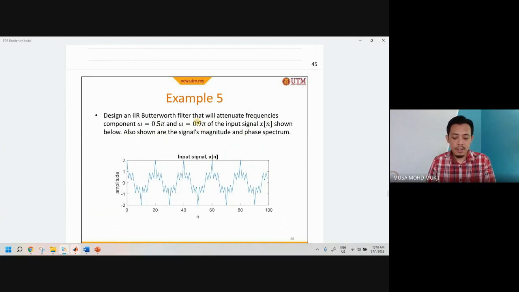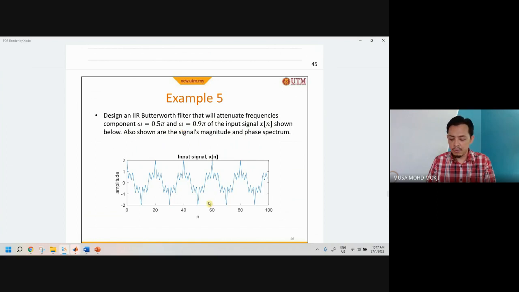So it says that we need to design a filter so that it will attenuate, or reduce, or maybe remove these frequency components. There are two frequency components, at 0.5 pi and 0.9 pi, of the input signal x[n], shown below. This is the signal. It has maybe several frequencies, but two of them are 0.5 pi and 0.9 pi. And this frequency is omega, the angular frequency for discrete time signals.